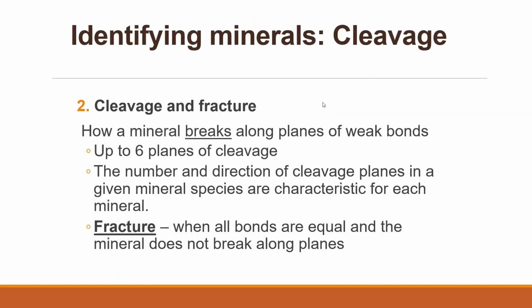So the next property is similar to habit and often confused with habit, but it's different. Cleavage and fracture is how a mineral breaks, and it will break along planes of weak bonds. We can have up to 6 planes of cleavage. The number and direction in a given mineral species are going to be characteristic for the mineral. Fracture happens when all the bonds are equal in strength, and so there's not a preferred direction of breaking, so the mineral will basically shatter instead of breaking in a predictable way.